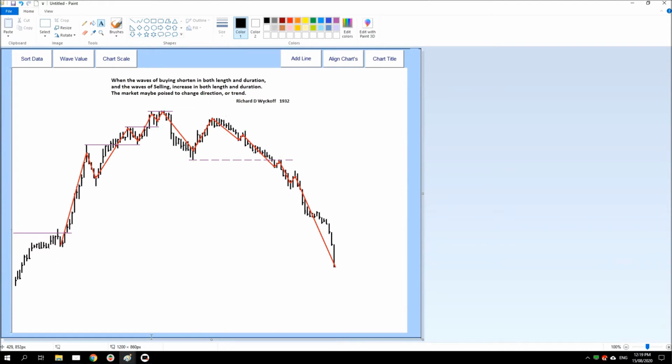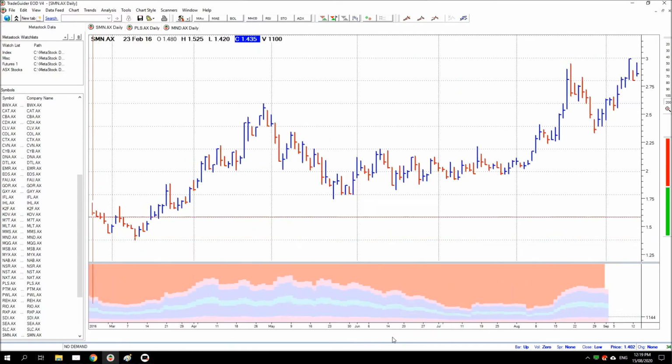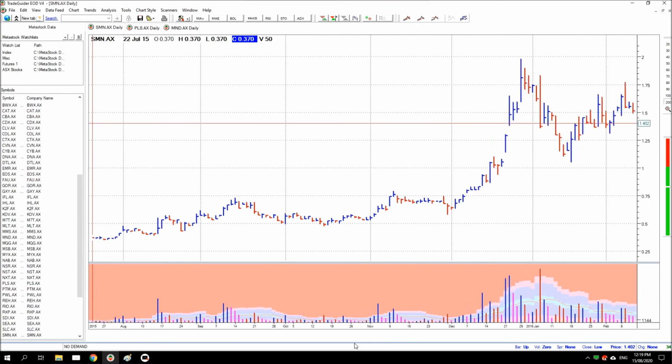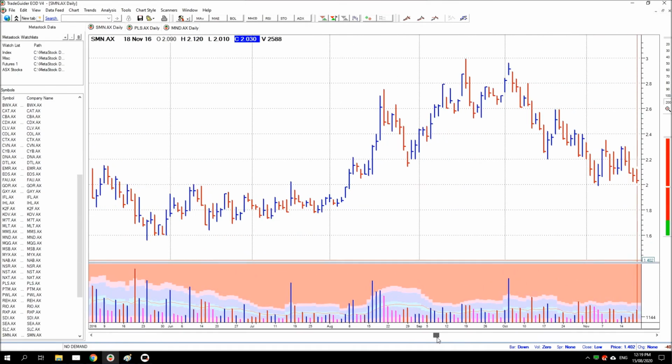Okay, now some real world examples. They were both textbook examples. This is SMN. You can see it's been in a pretty good uptrend for a period.